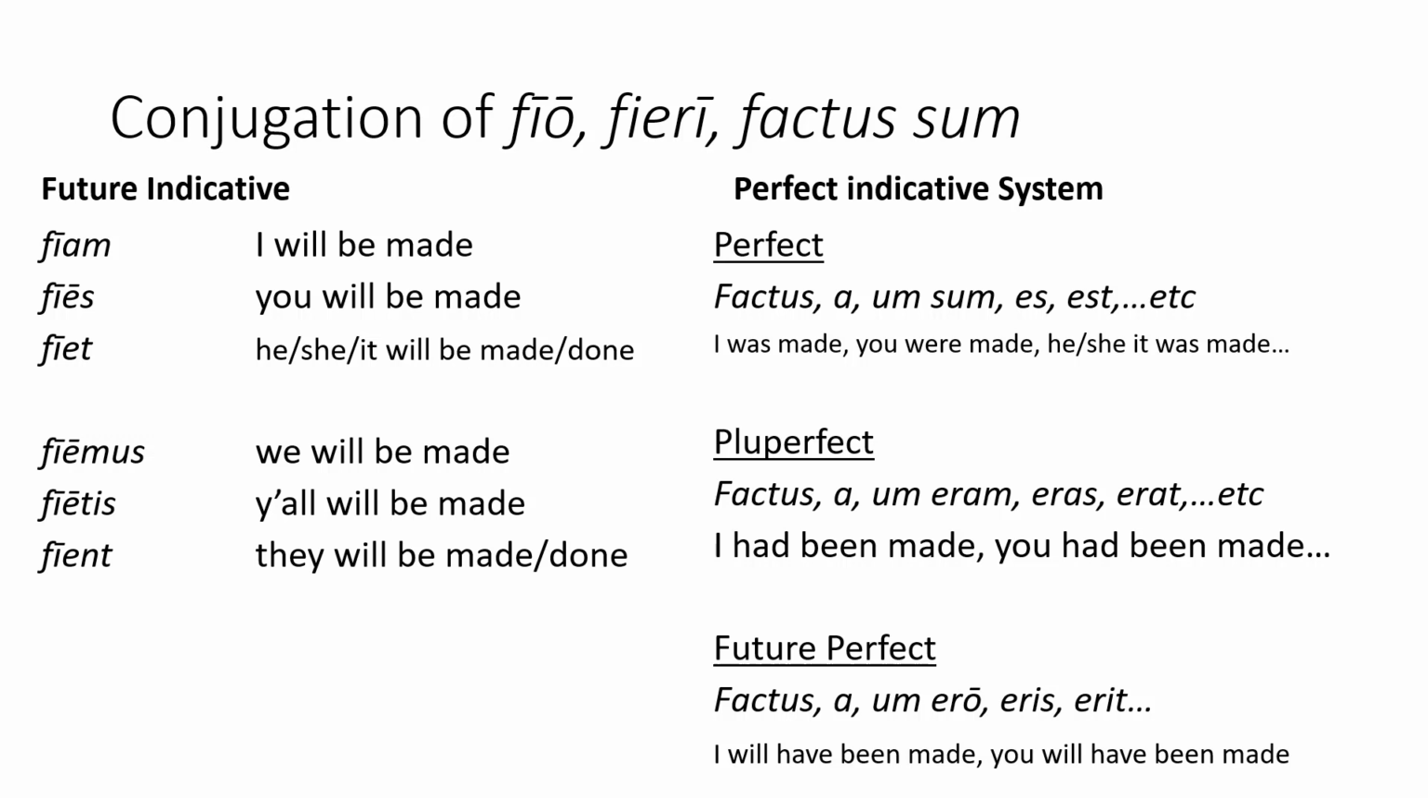Finally, as I mentioned before, the perfect system of fio is just the perfect passive system of facio. The fourth principal part of facio, factus, plus the forms of sum in the perfect, plus the forms of eram in the pluperfect, and plus the forms of ero in the future perfect.